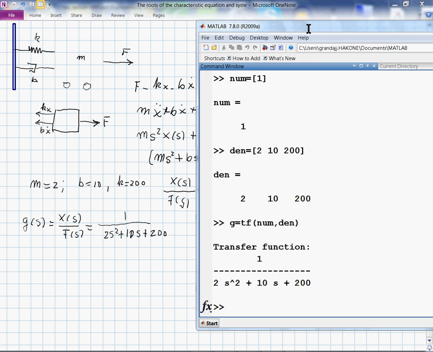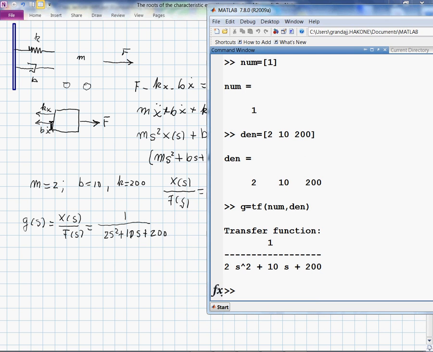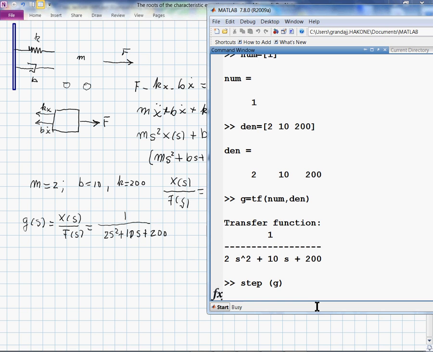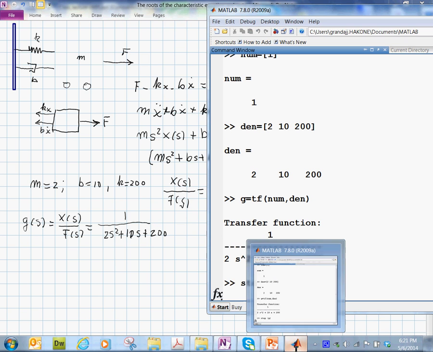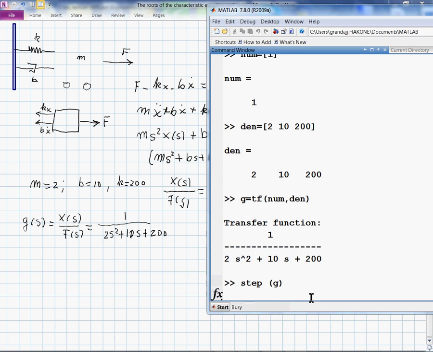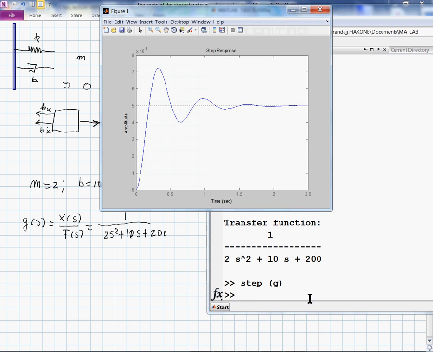Once MATLAB knows the transfer function of this little system, we can make some tests. For example, find the step response of the system by entering the command step(g), where g is the transfer function, and the computer does this calculation for me. It's going to take a little bit. There it is. This is the response of the system with these coefficients.